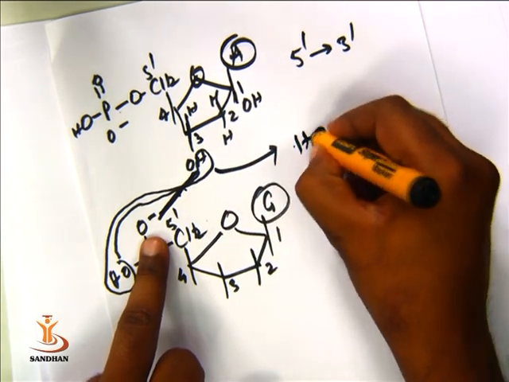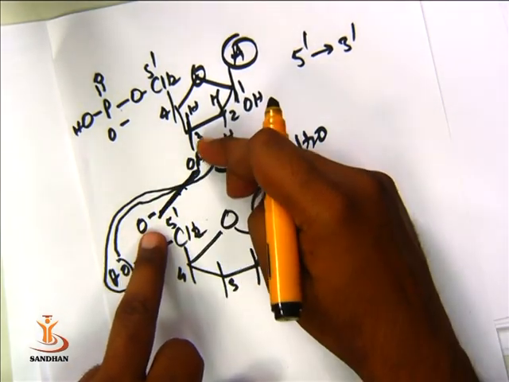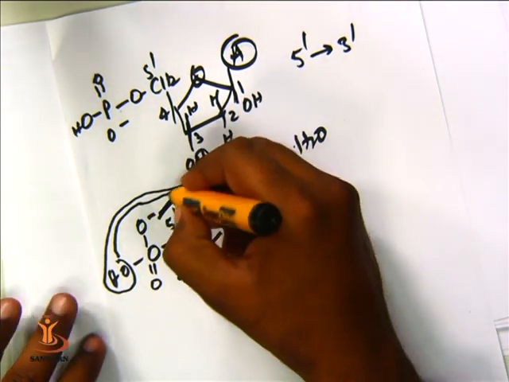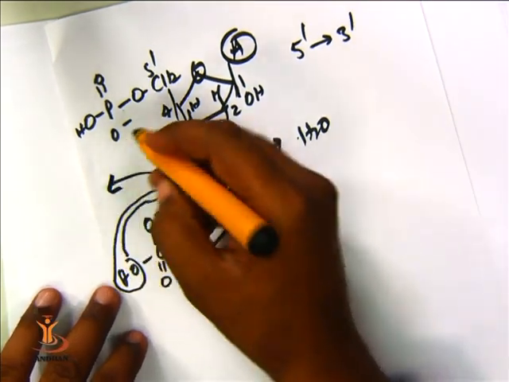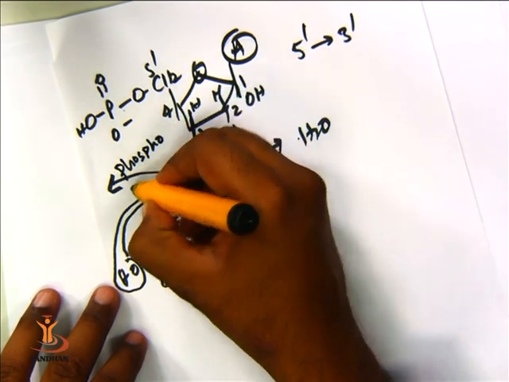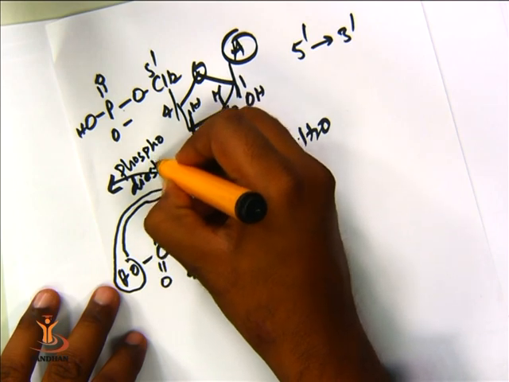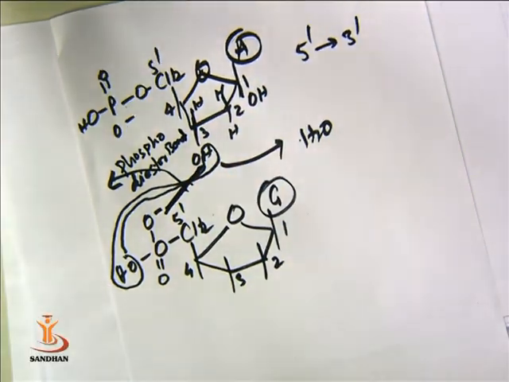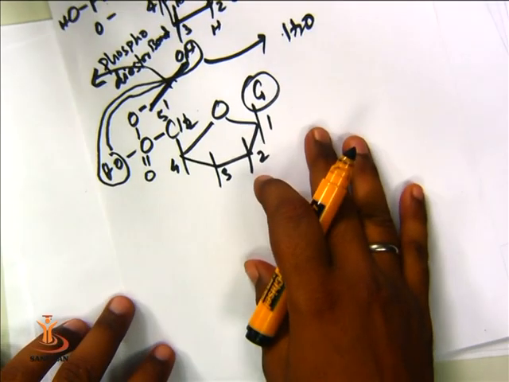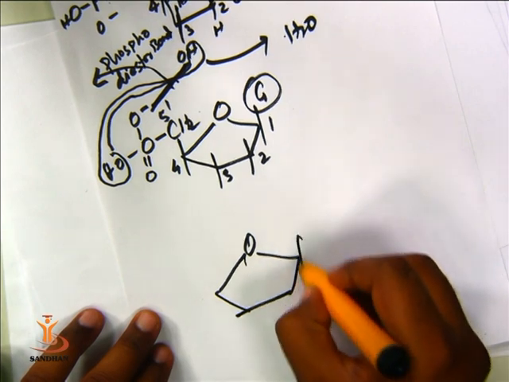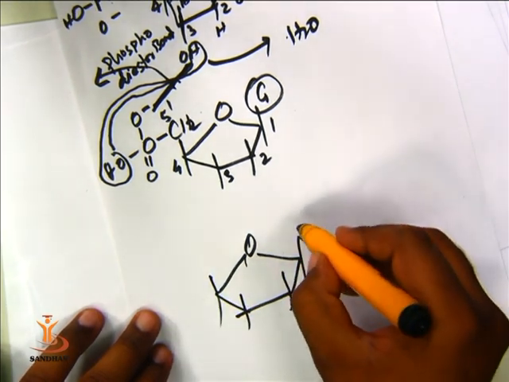H2O is removed, and this will make a bond between 3' and 5', and this bond is called a phosphodiester bond. Diester bond. So you can imagine the structure. Similarly, again, we can study the binding of another nucleotide. So it will make a polynucleotide.